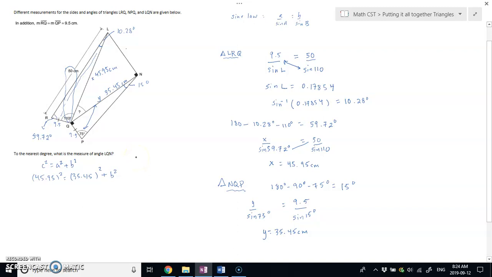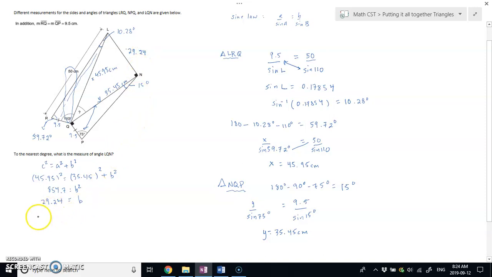I'm just going to do that now. So 45.95 squared minus 35.45 squared gives us 854.7. And then don't forget to take the square root of that answer. And we find out the side up there is 29.24. So that's up here.